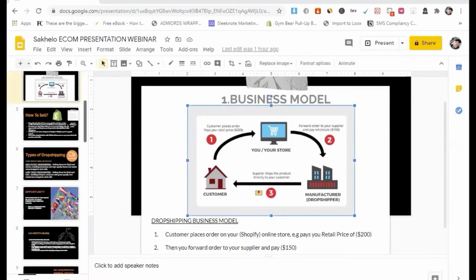And then the manufacturer sends it directly to your customer, and you've bagged a $50 profit, right? So please just note this is the cycle, and you have to just repeat the process over and over again until you become a millionaire or something. So yeah, okay, let's go to the next slide.